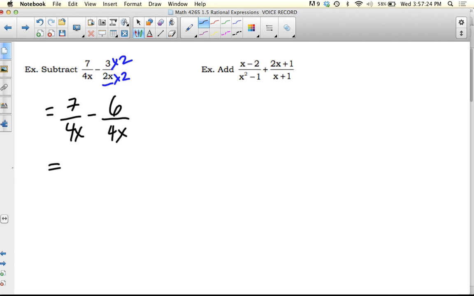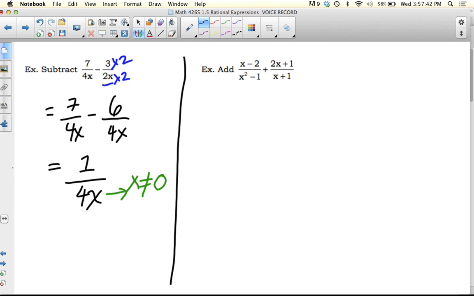So now I can subtract. 7 minus 6 is just 1 over 4x. And I have a restriction here. X cannot equal 0. Okay? Because 4 times 0, that would make that all go to 0. All right.